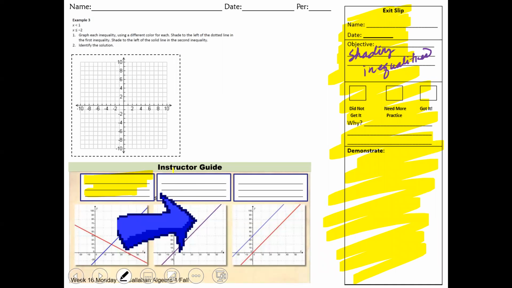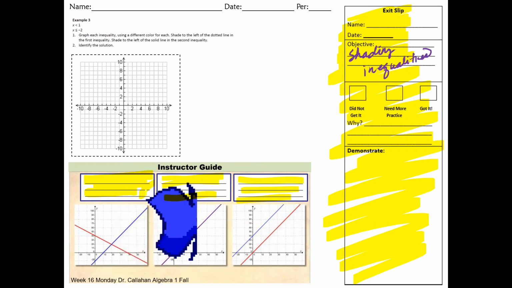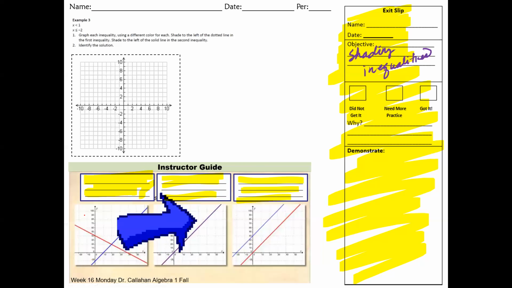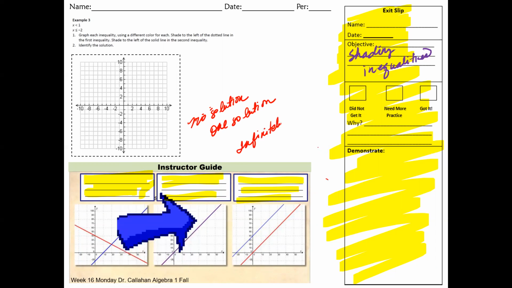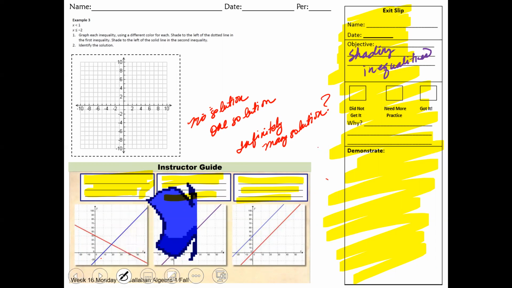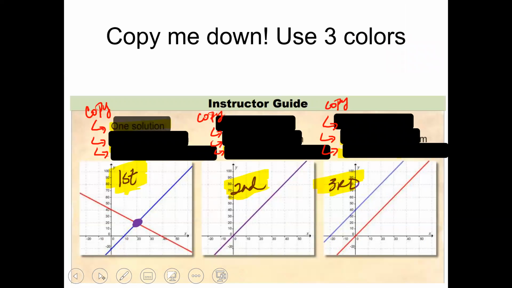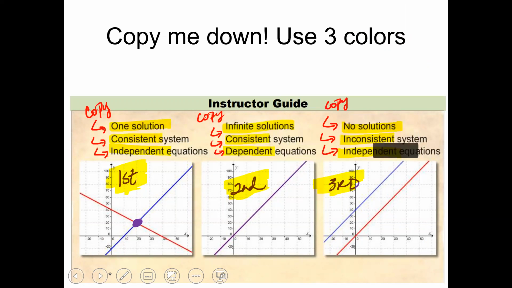All right, you guys, now I want you guys to take a look over here. Look at the 3 different types of answers and then write down, is it one solution, no solution, or infinitely many solutions? Go ahead and check your answers with mine.